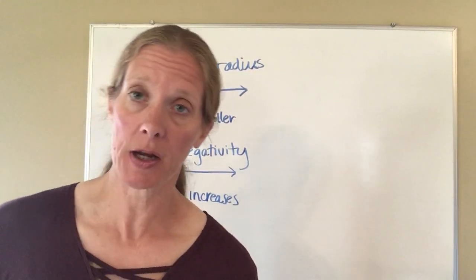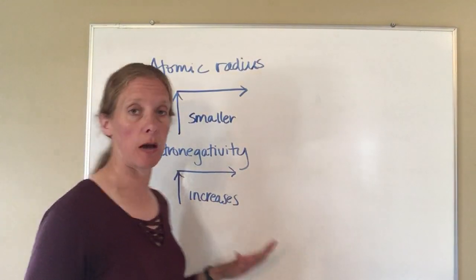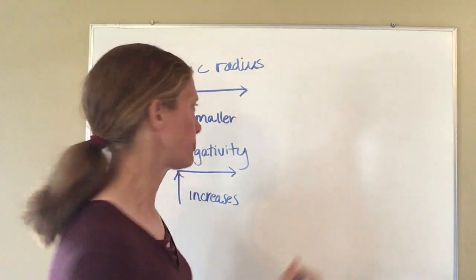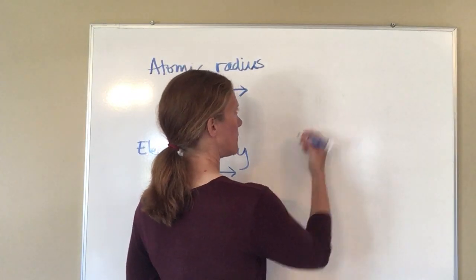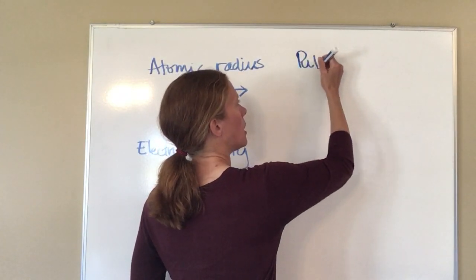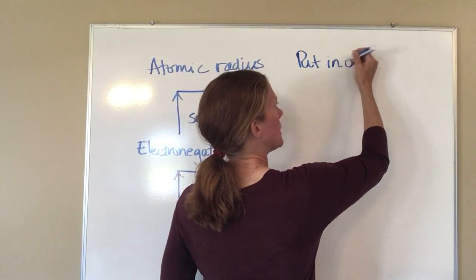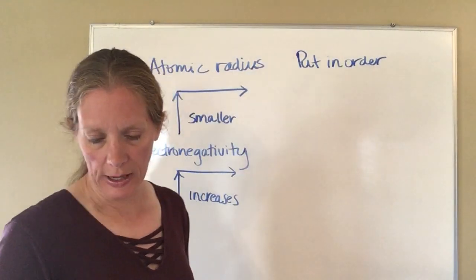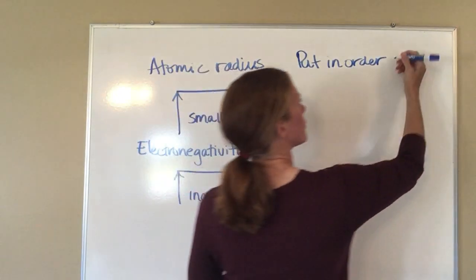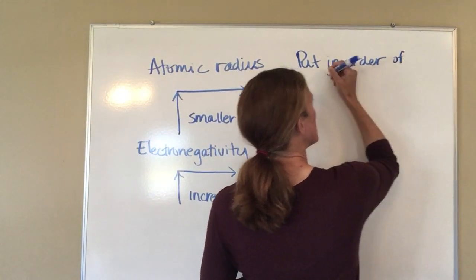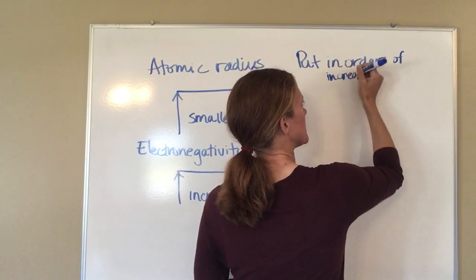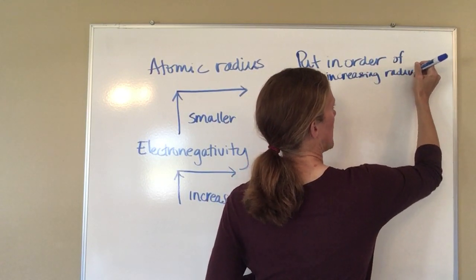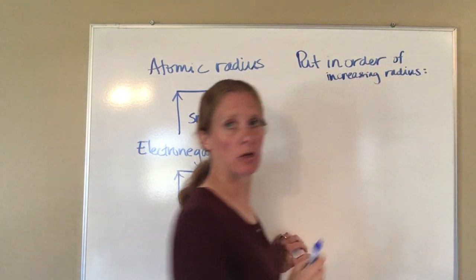Okay, they're called periodic properties because you can predict them by looking at the periodic table. So let's do a couple of examples. Let's say that I want to put these particular elements in order of increasing radius. And you will have some problems like this that you're going to be doing in your book.